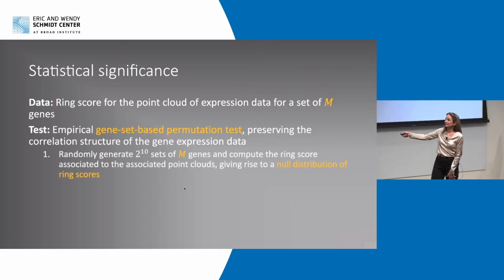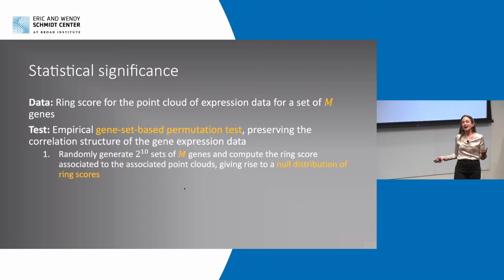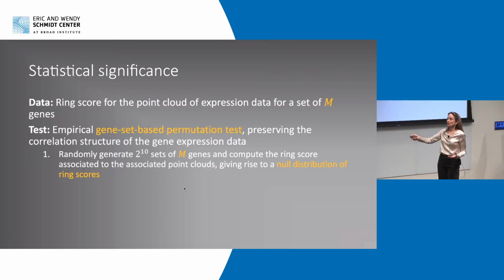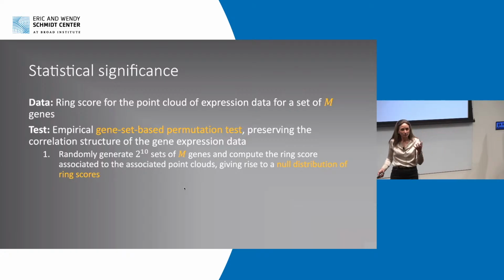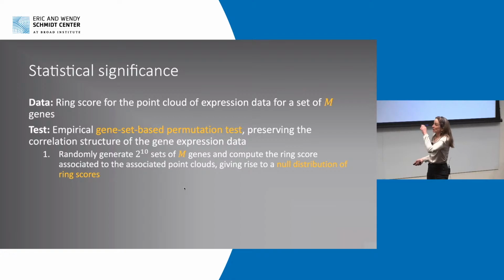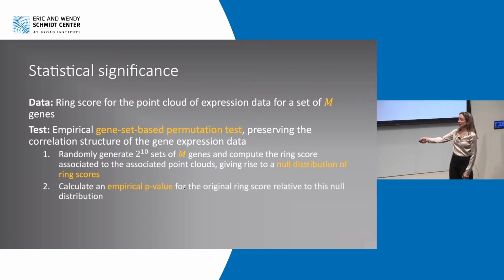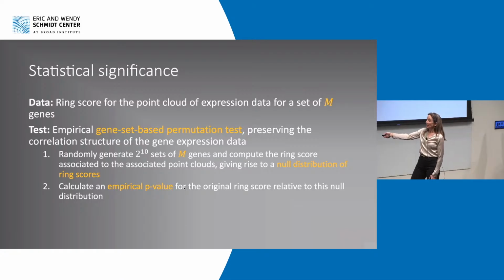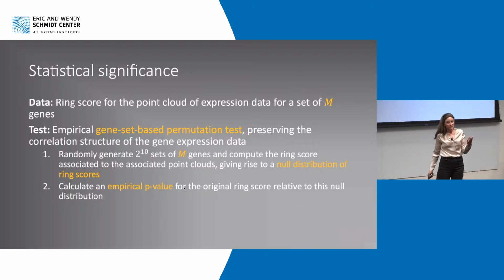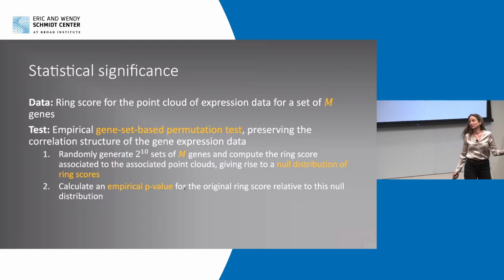So what we did was, we have this huge set of 20,000 genes. We can take 2 to the 10 possible sets of M genes and do the same analysis on these randomly chosen sets of genes, which then gives you a null distribution of ring scores. Because it could be that if you just make a random choice of genes, you're also going to be finding these circular structures. So this gives you a way of deciding, when I've made this specific choice of genes using my hallmark gene set and whatever, am I really getting something significant? So then you can calculate, once you have your null distribution, an empirical p-value for your original ring score and decide, okay, is this significant or not?